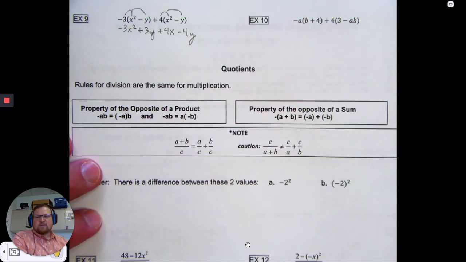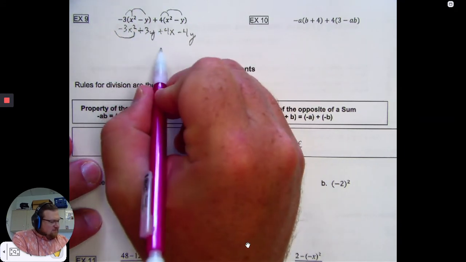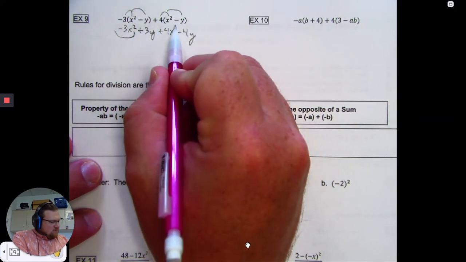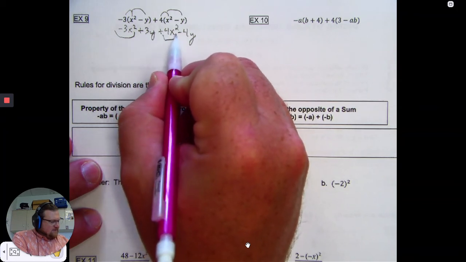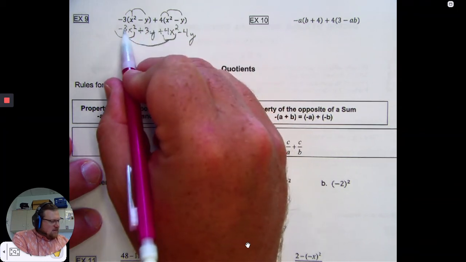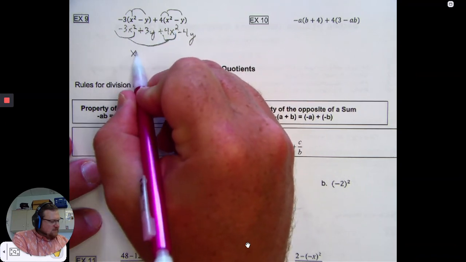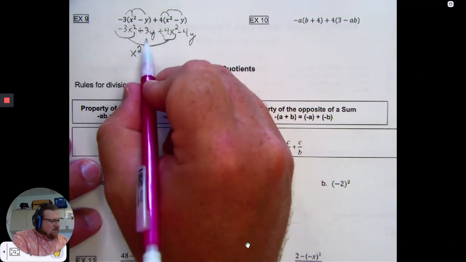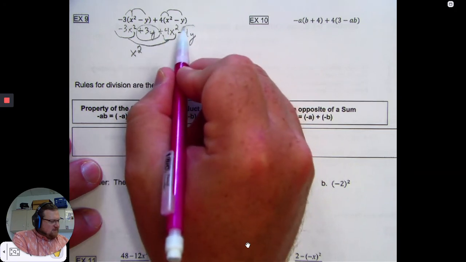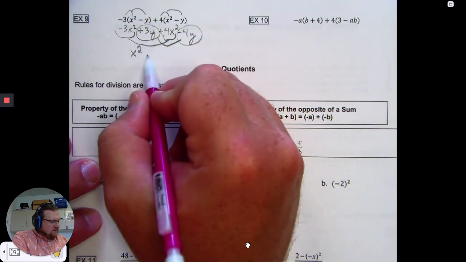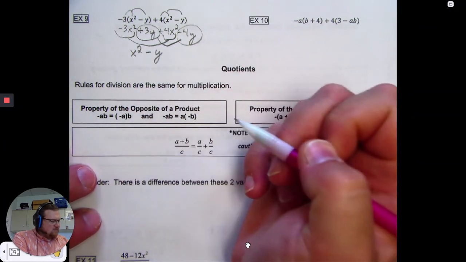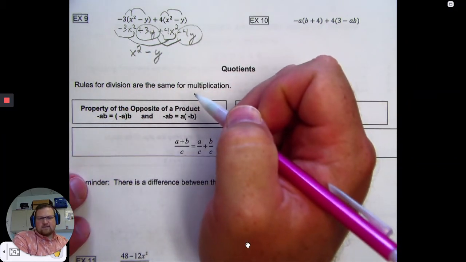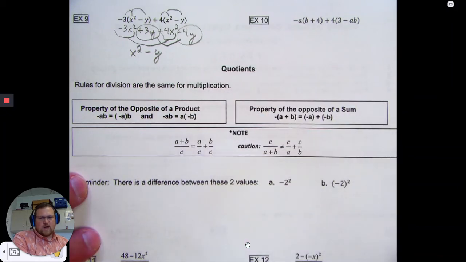At this point, we have to look at what can we combine. So when we look at this, we have a negative 3x squared. We have this positive 4x squared, and we can bring those together. So a negative 3, positive 4 leaves us with a positive x squared. And here we have this positive 3y, this negative 4y. Those can come together, right? Negative 4, positive 3 leaves you with a negative y. So in the end, we're just left with x squared minus y.